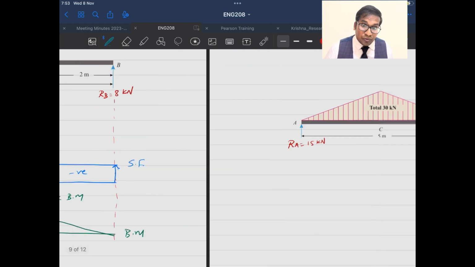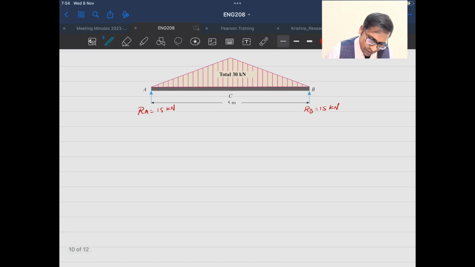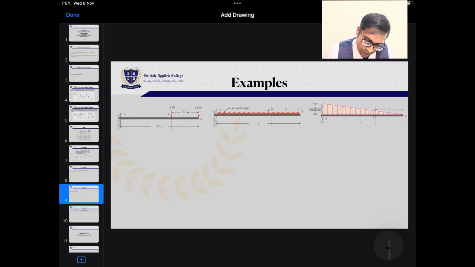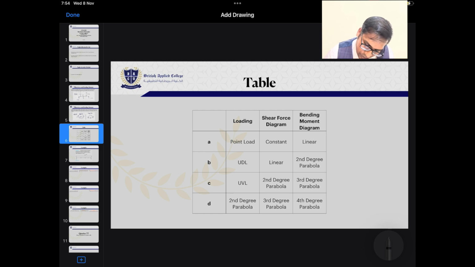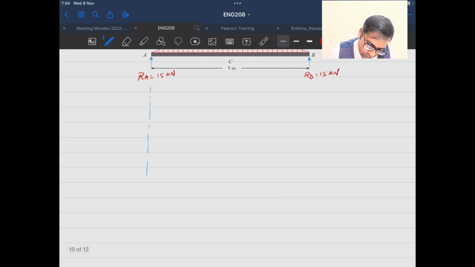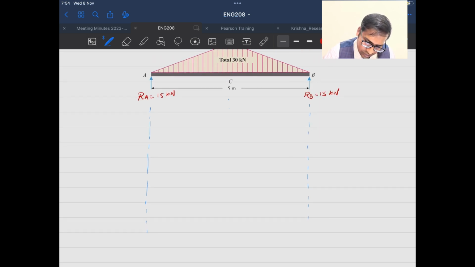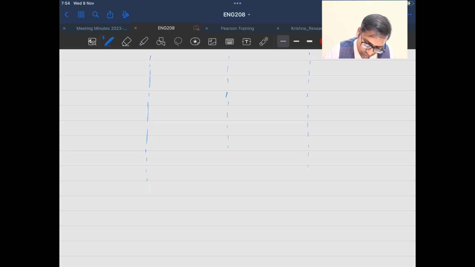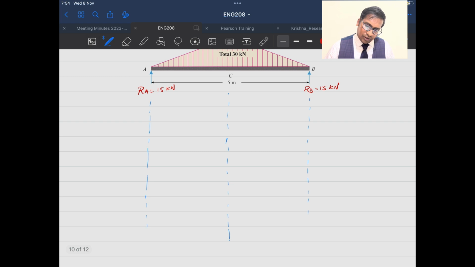Now if you look into a uniformly varying load like this, then my shear force and bending moment diagram as per the table should be a second degree parabola for the shear force and a third degree parabola for the bending moment. Okay, so if I look into this part, let me draw the projection lines. Okay, fine. Now I draw the shear force diagram here, this is my shear force line.